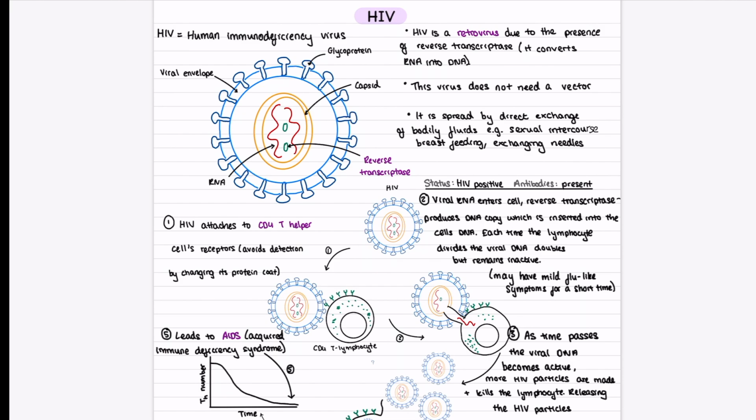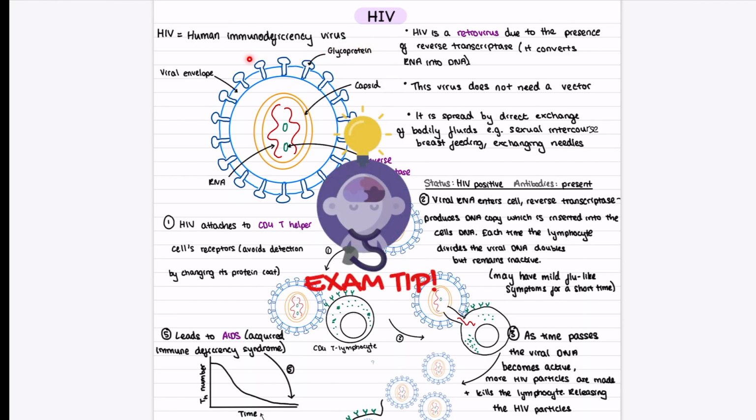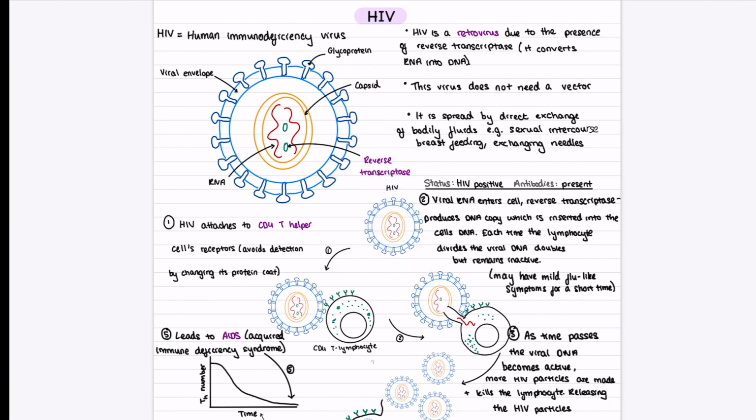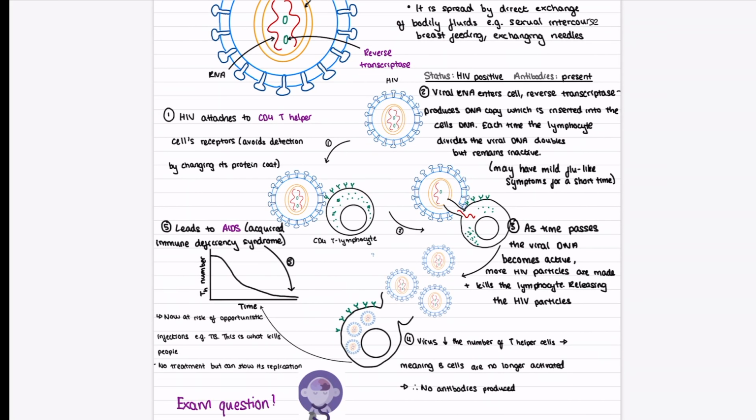HIV stands for Human Immunodeficiency Virus. This is a retrovirus due to the presence of reverse transcriptase enzyme. It converts RNA into DNA. The virus does not need a vector to spread. Instead, it is exchanged by direct contact with bodily fluids, for example during unprotected sexual intercourse, breastfeeding, or exchanging needles during drug use. It is important that in your exam you are able to label the different parts of the HIV virus.